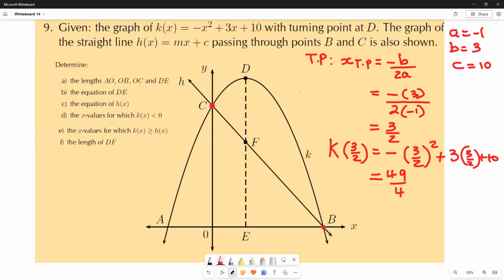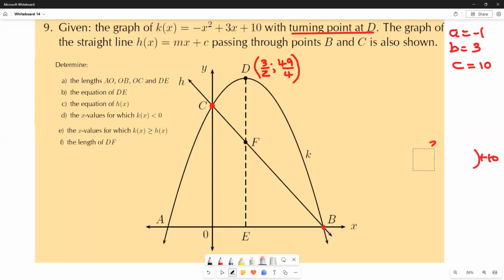Perfect. And then we can now see that our y value of the turning point is 49 over 4, and our x value is 3 over 2. We are told that D is the turning point there. So I already know my values: the x value first, remember, and then the y value of 49 over 4. And then I am now sorted with my turning point. Perfect. And then I can erase here because I have my answer written down.